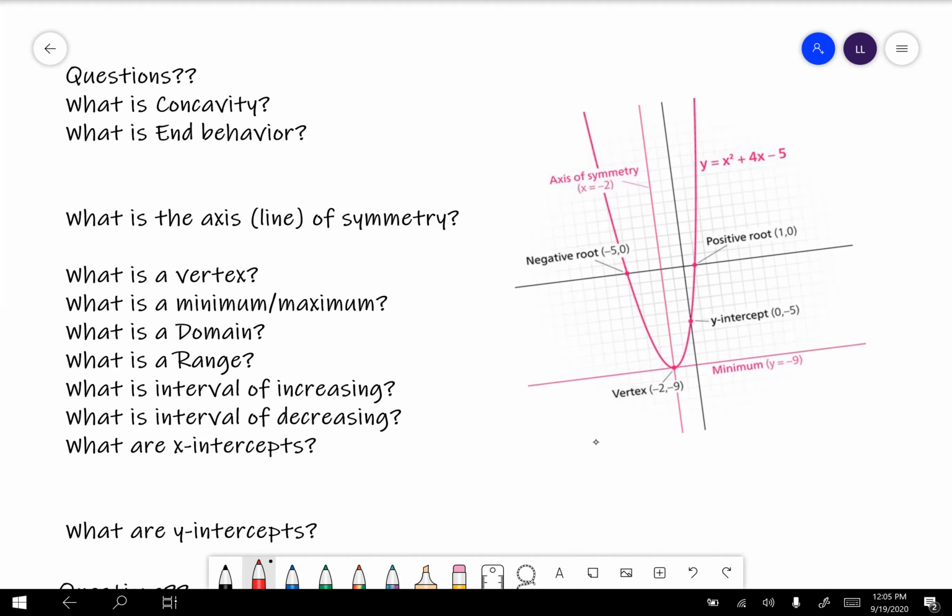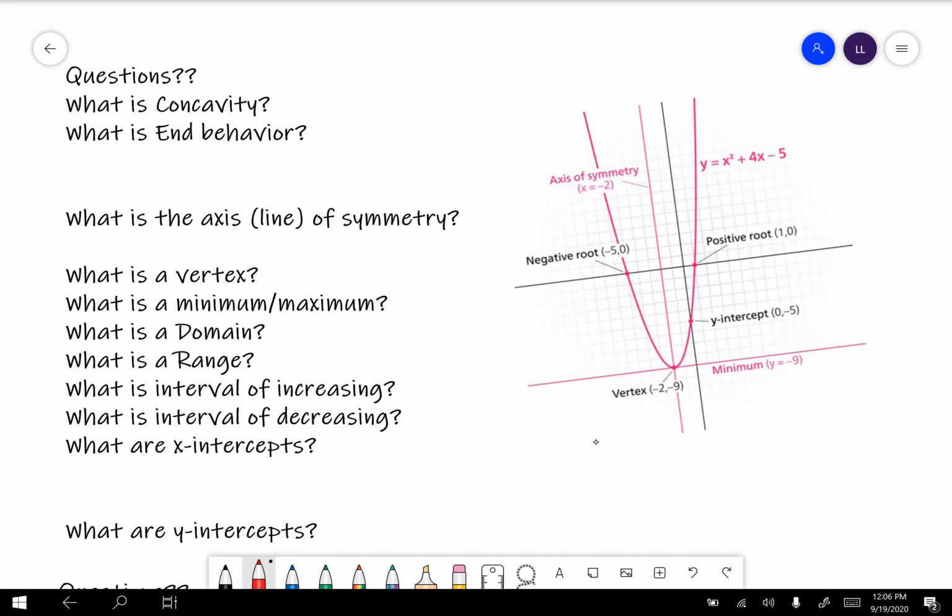But in this particular video, we are going to first talk about concavity and end behavior. In the next series of videos, you will learn about line of symmetry, or what we call axis of symmetry. You will also learn about the vertex, minimum, maximum, the domain, range, the interval of increasing or decreasing, the x-intercepts, and the y-intercepts. So let's go ahead and get started talking about concavity.